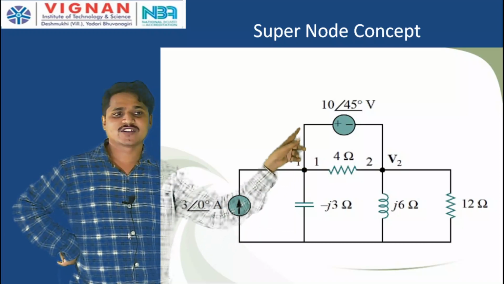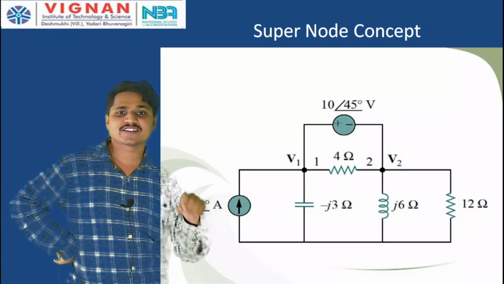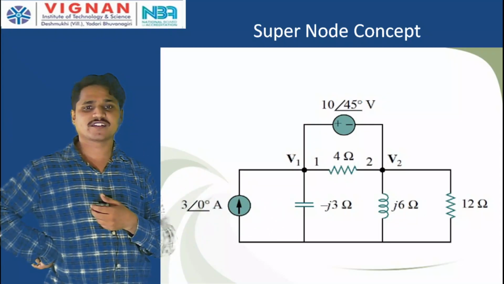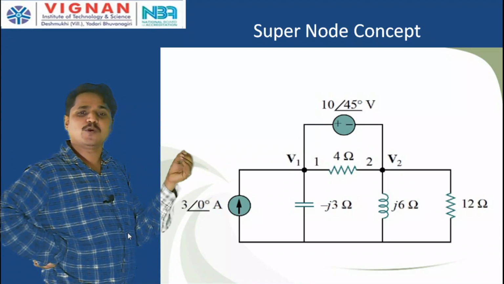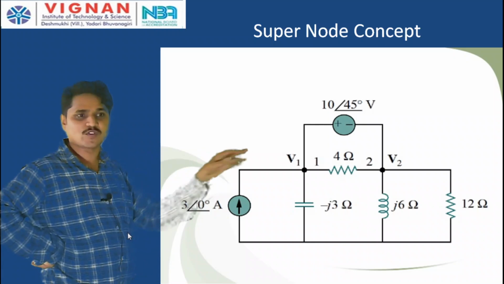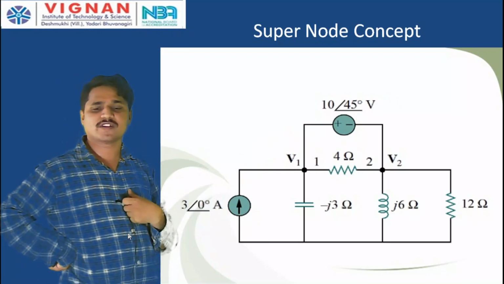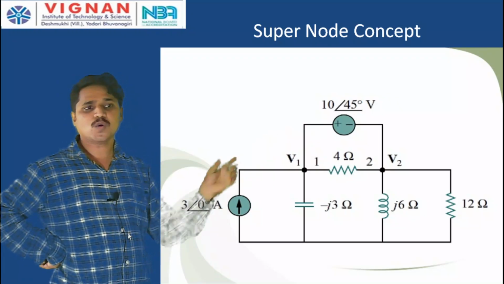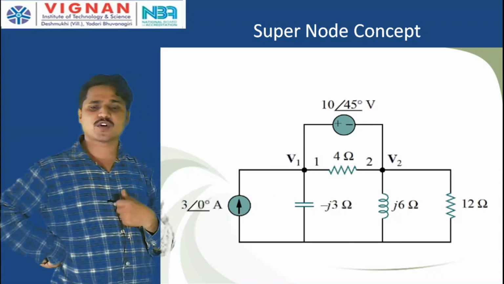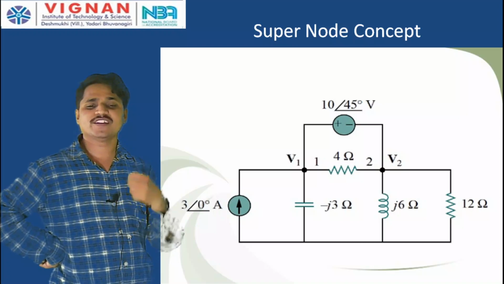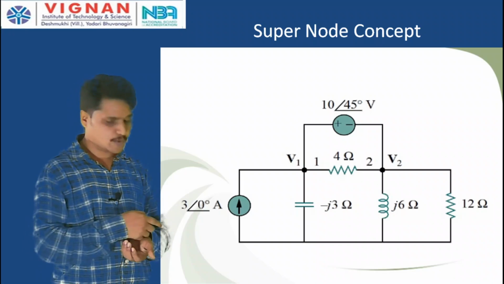So, what is this current? We are unable to find it, V1 minus 10 at an angle 45 by some resistance. Resistance is not there. So, in this case you are unable to find the current in this branch, how much current is in this branch. It is V1 to 10 at an angle 45 degrees volt to V2. So, in this branch you are unable to find the current, therefore, in this case you have to apply the supernode concept.